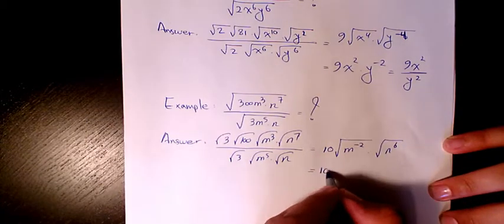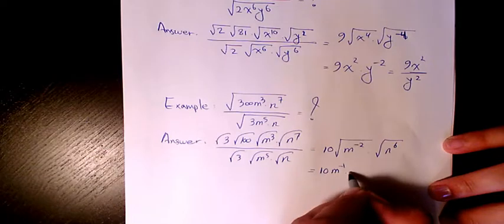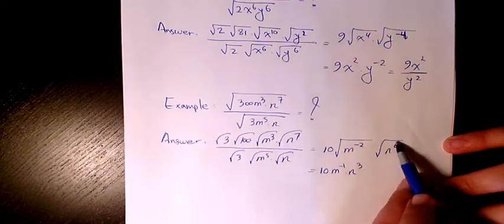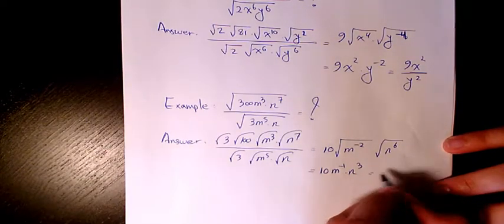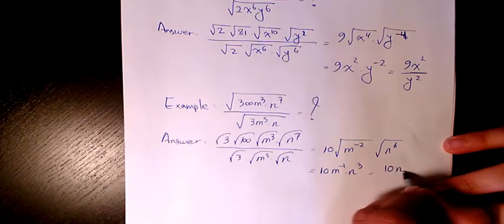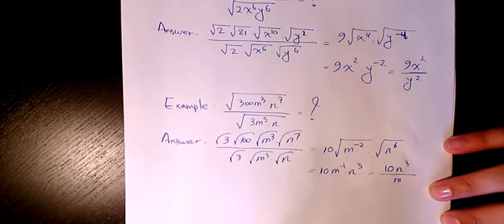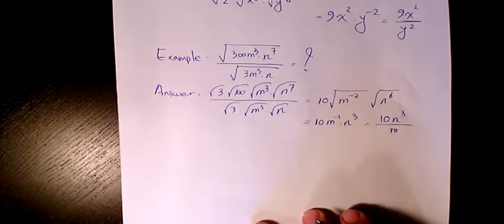So it's going to be 10 m to the power of negative 1 n to the power of 3, because square root of n to the power of 6 is n to the power of 3. So that will be 10 n cubed divided by m. Next example.